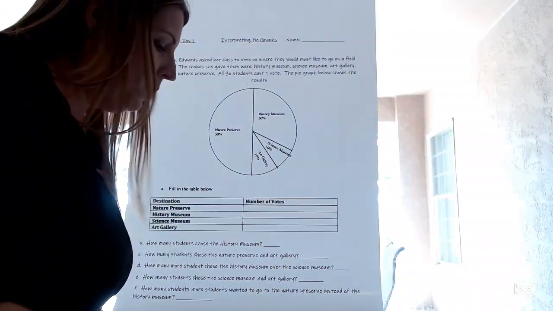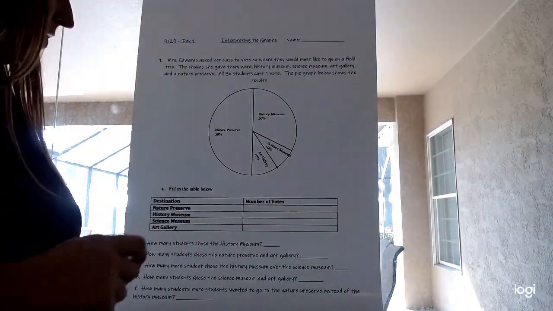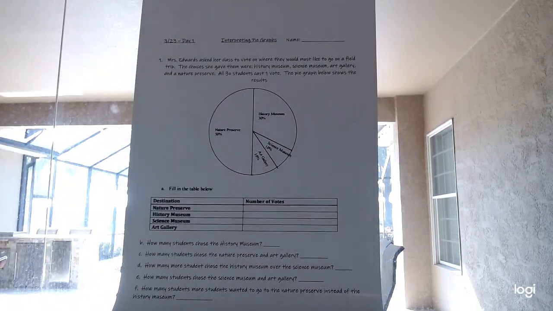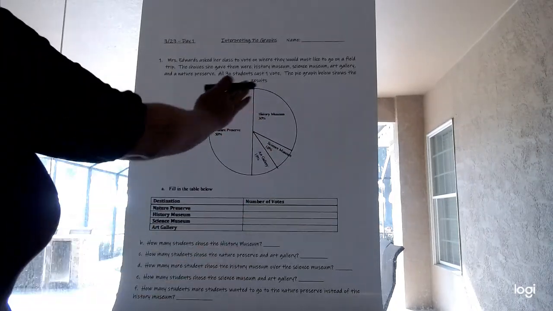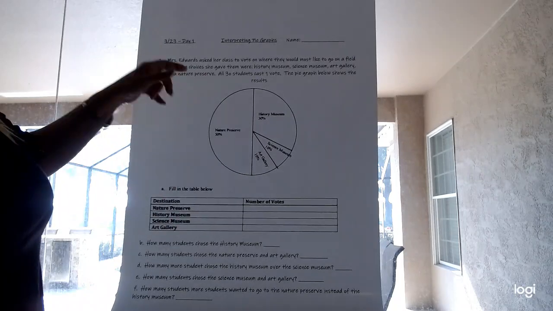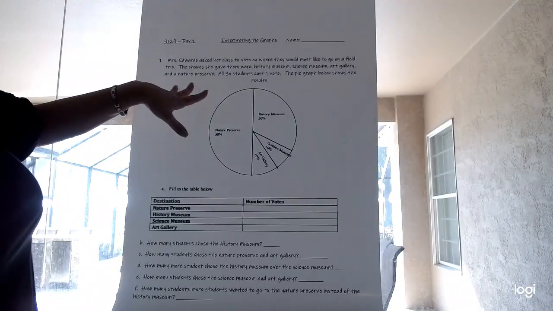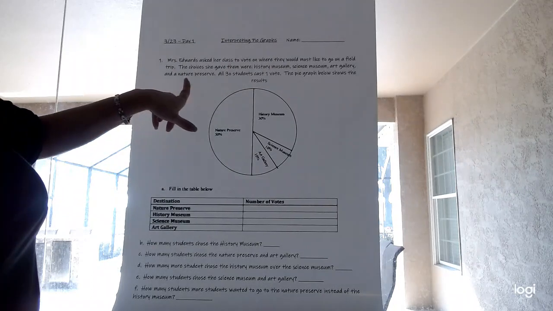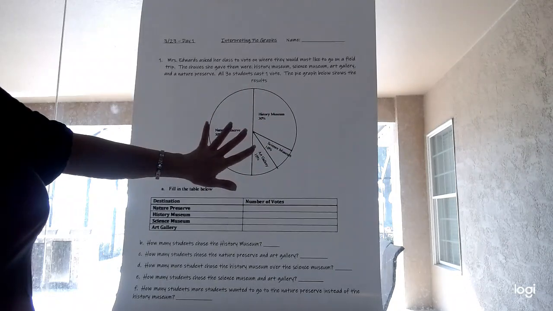All right, I need you to look up here at this page. I'm doing the best I can with this so you can see what you're doing. If you don't have a calculator at home, you can always use your cell phone. We're given this pie graph. Mrs. Edwards asked her class to vote on where they would most like to go on a field trip. The choices were the History Museum, the Science Museum, the Art Gallery, and a nature preserve. All 30 students cast one vote, and this is my pie graph.